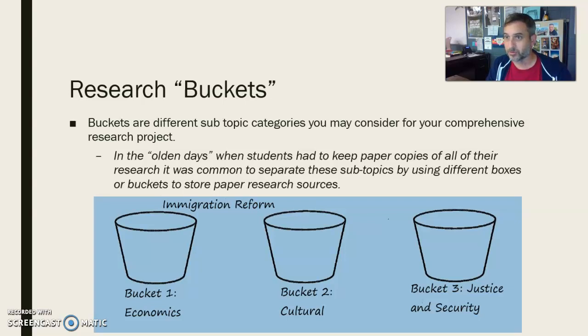Like if you're writing about immigration reform, and the areas that you want to look into more closely are, you want to look at economic issues within immigration reform. You want to look at cultural, like assimilation issues within immigration reform. And then you want to look at justice and security, like refugees versus just open immigration, or you want to look at protecting domestic communities from international terror or something like that. Those kind of national security issues that people bring up in immigration, you can put that in bucket 3. And so by doing this, you can make sure that you have enough sources in each area.